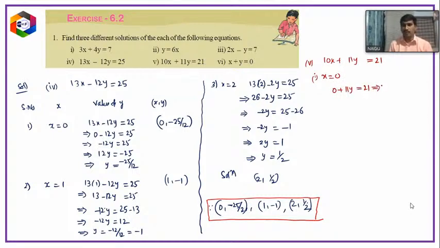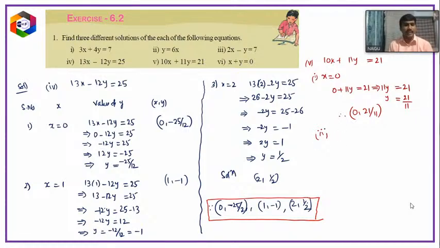Now from this, what is 11y? It will be equal to 21, because 0 plus 11y is 11y itself. So what is the value of y? 21 by 11. So the first solution we get is 0 comma 21 by 11. This is one solution. Like the previous one, it is also a simplification case, and it is a little bit more complicated compared to the previous questions.